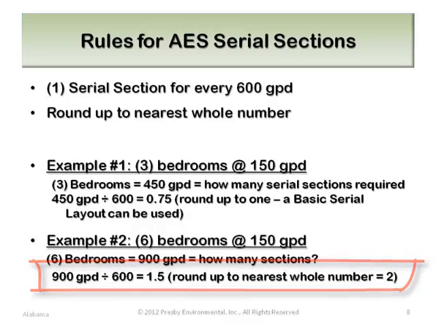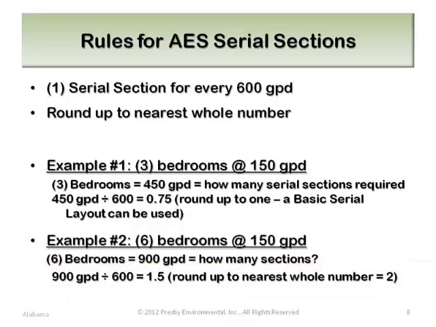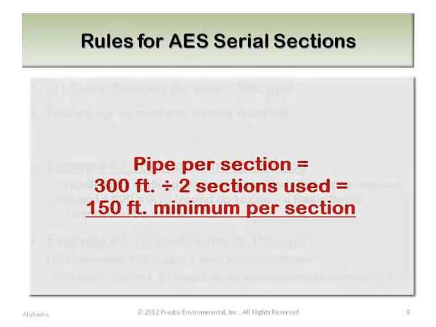Another way to think of this is that the D-box must use at least 2 outlets to divide flow to the field. If this 6-bedroom system had required the use of 300 feet of Presby pipe, each serial section must have at least 150 feet.